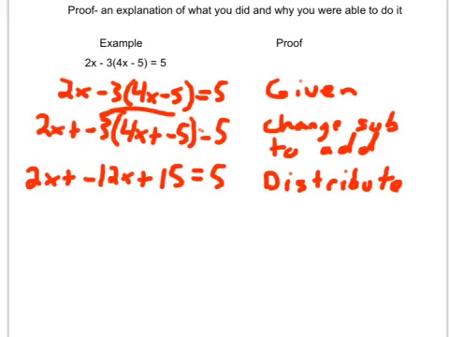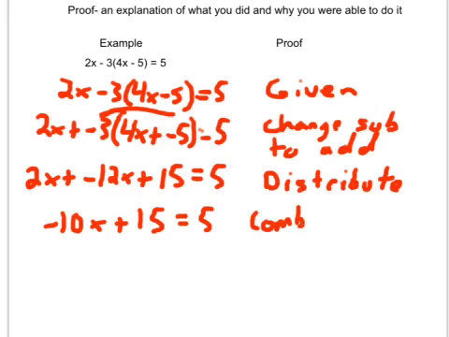The next thing you're supposed to do is combine like terms. So 2x and negative 12x, those go together. 2 plus negative 12 is negative 10 x's. There's no other like terms. So my proof is combine like terms.